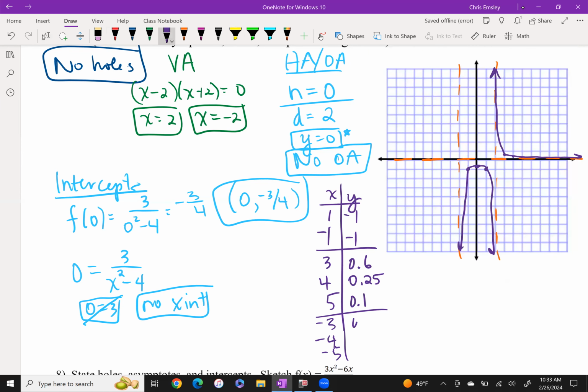That's because of that x squared in there. So we get kind of a mirror image going on over here. -3, 0.6, -4, 0.25, -5, 0.1. Again, closer and closer, and it's going to follow that vertical asymptote up. Pretend like I didn't touch the vertical asymptote there. There we go. So there's our graph.